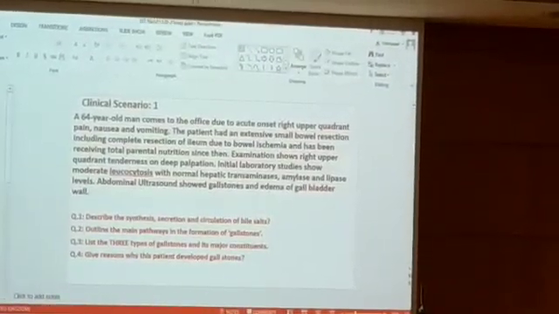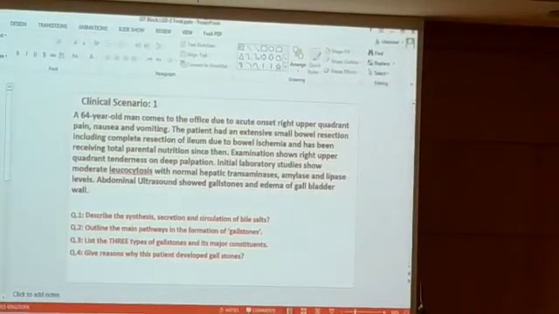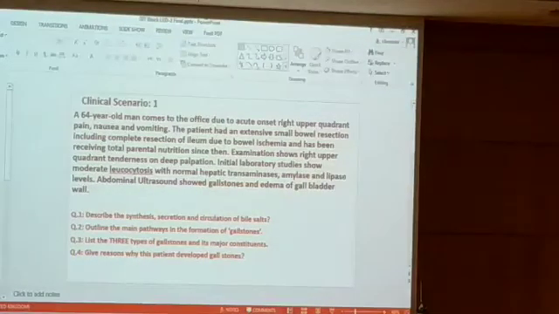has been receiving total parenteral nutrition since then. Examination shows right upper quadrant tenderness on palpation. Initial laboratory studies show moderate leukocytosis with normal hepatic transaminases, amylase and lipase levels. Abdominal ultrasound showed gallstones and edema of the gallbladder wall.